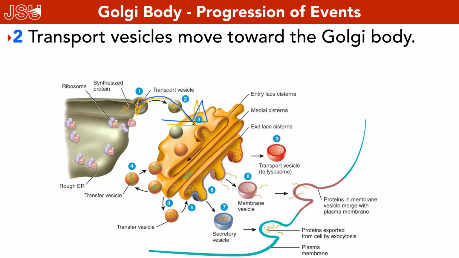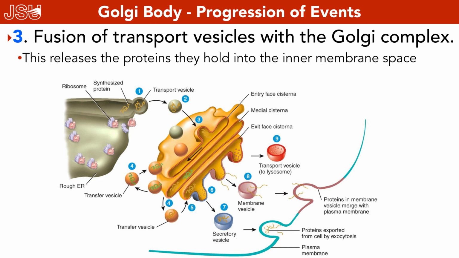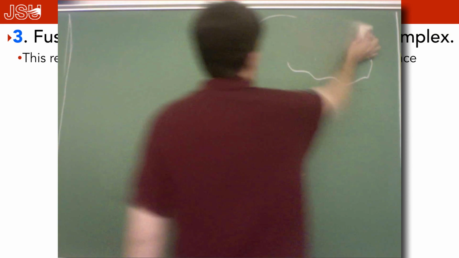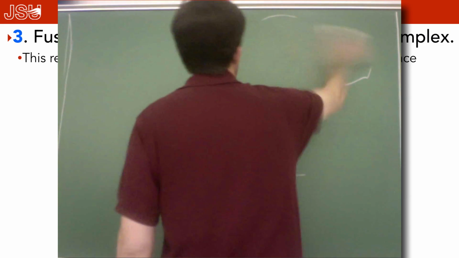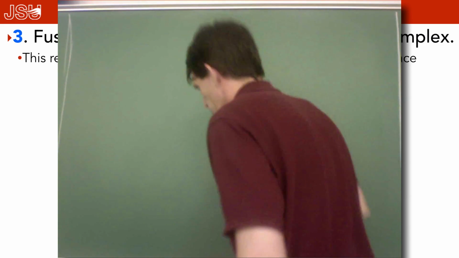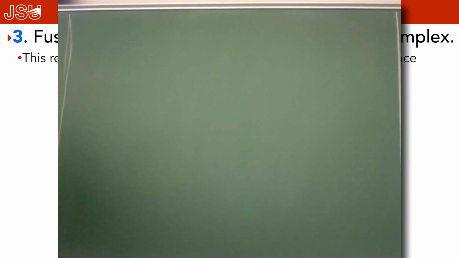It's going to enter inside the Golgi body, right? The protein will enter inside the Golgi body, and that happens by a fusion process. That membrane fuses with the exterior of the Golgi body. So let me kind of draw that out here really fast. We'll talk more about this when we talk about membranes and how they function.